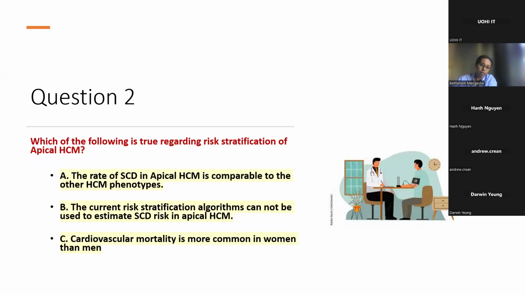Now the question is, which of the following is true regarding risk stratification of apical HCM? Option A says the rate of sudden cardiac death is similar or comparable to the other variants. Option B, current risk stratification algorithms cannot be used to estimate sudden cardiac death in this variant. Option C, the cardiovascular mortality is more common in women than men. So I'll give you a few seconds to think.